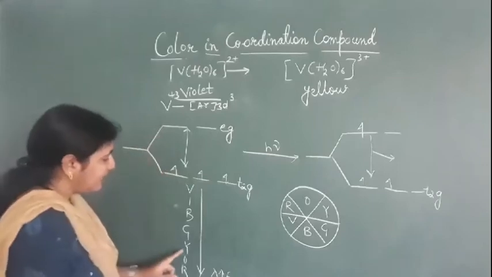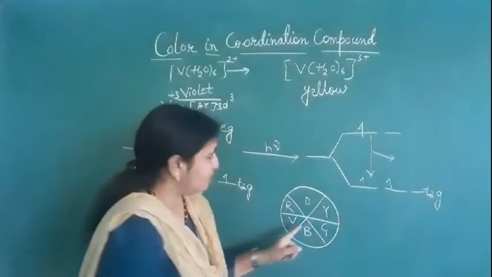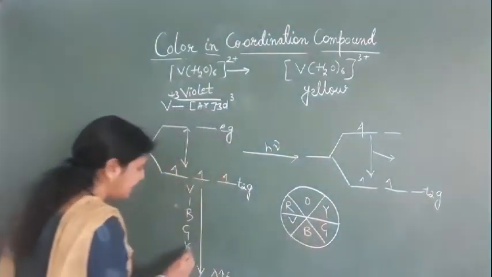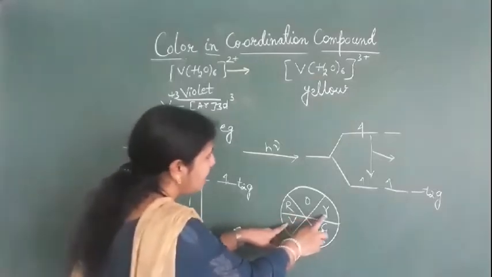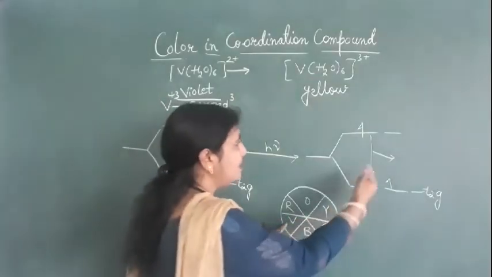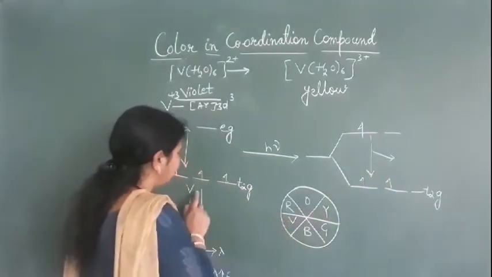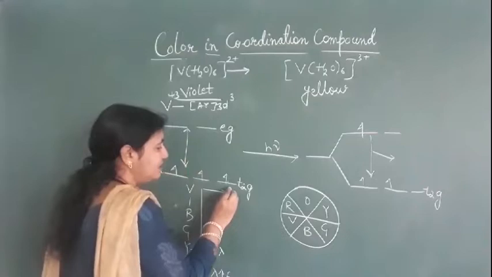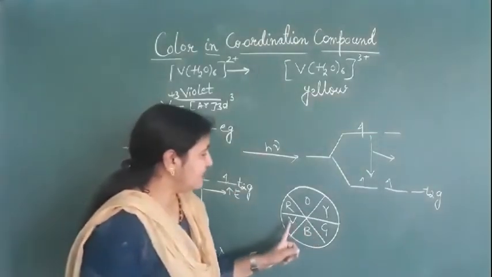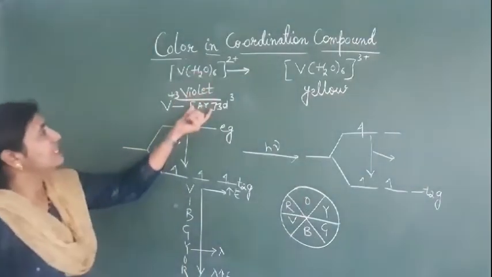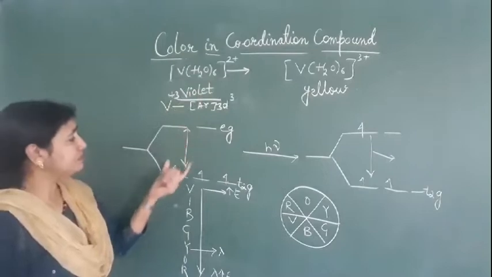That's why they will absorb the yellow color wavelength. The yellow color wavelength energy will be less. And what is the complementary color for yellow? It is violet. Violet has high energy. So this complex color is violet. Are you getting this one?